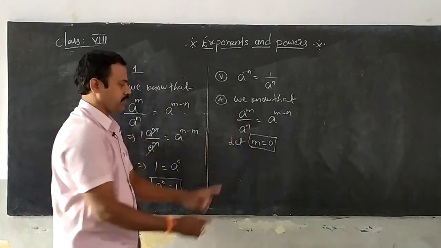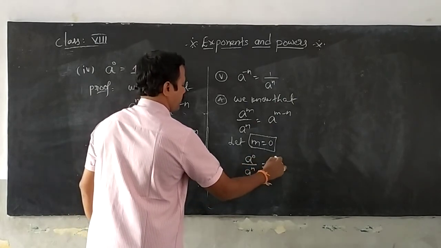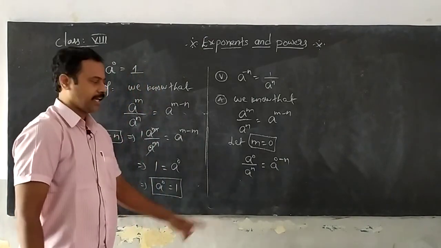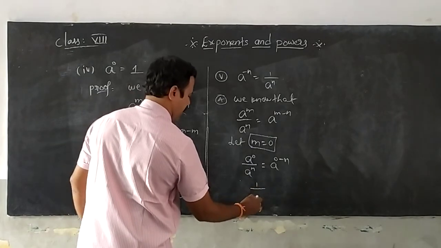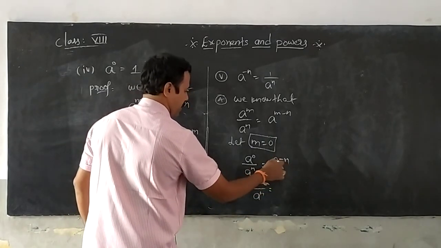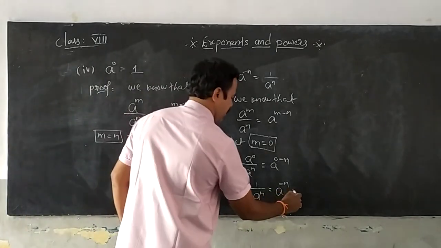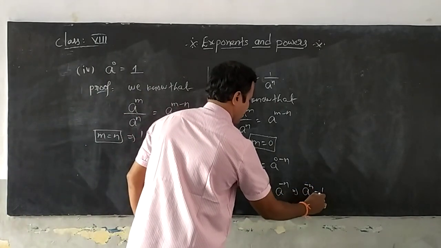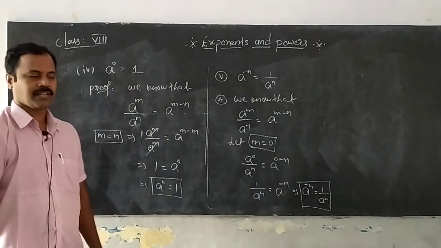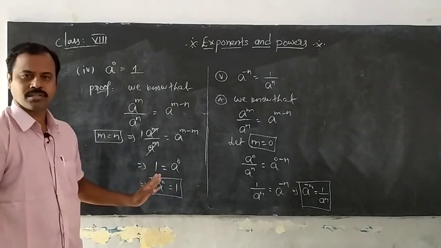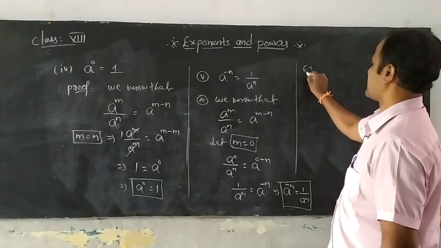Now substitute 0 here. A to the power of 0 by a power n is equal to a to the power of 0 minus n. A to the power of 0, just now we have proved, is equal to 1. Yes, very good. 1 by a power n is equal to a power 0 minus n, which is nothing but minus n. So what you get here is a to the power of minus n is equal to 1 by a to the power of n. Did you understand? Very good. These two laws. Now basing on these two laws, we apply some of the examples. We take some of the examples.